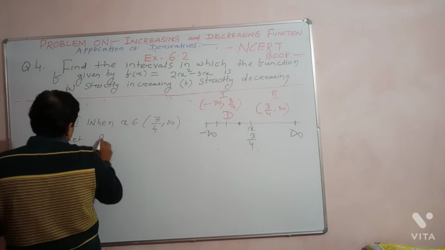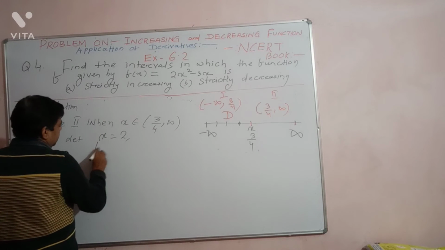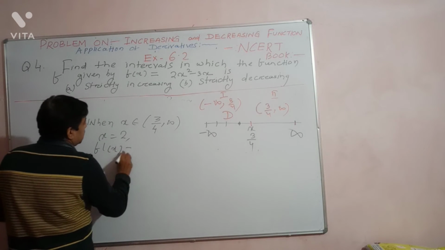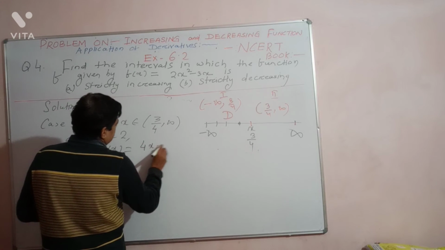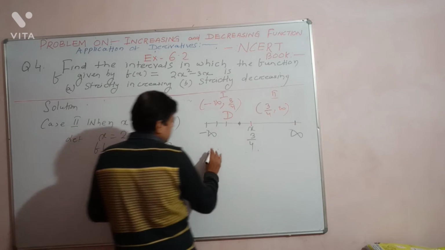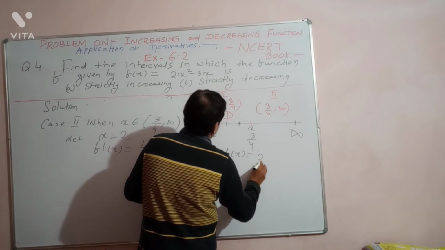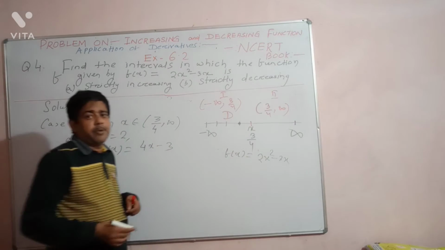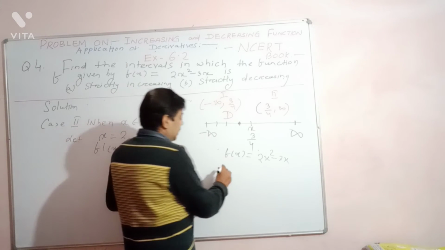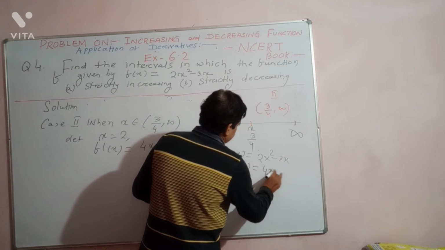Suppose I take x equal to 2. If x is equal to 2, then what is f dash x? We know f(x) is equal to 2x square minus 3x. Understand? Here f dash x is equal to 4x minus 3.